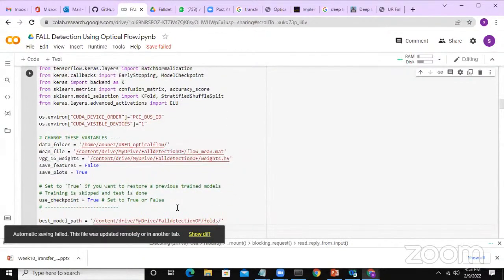Then the rest is all, they are trying to connect to the data folder. Then the weights, they are trying to have here. Here the type of architecture that is used is the VGG architecture. The type of architecture they have used is a VGG architecture.